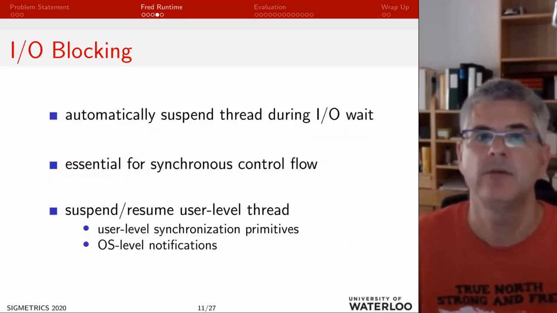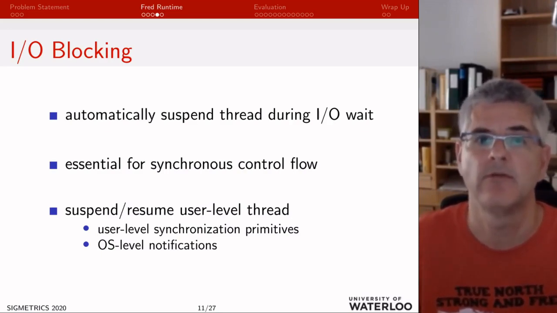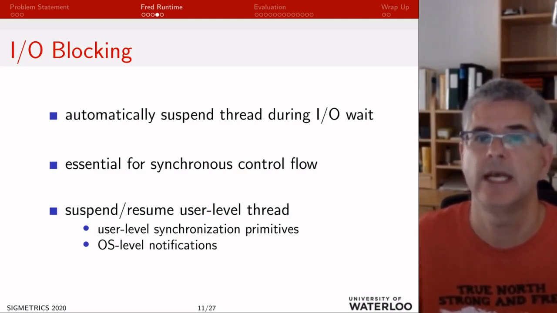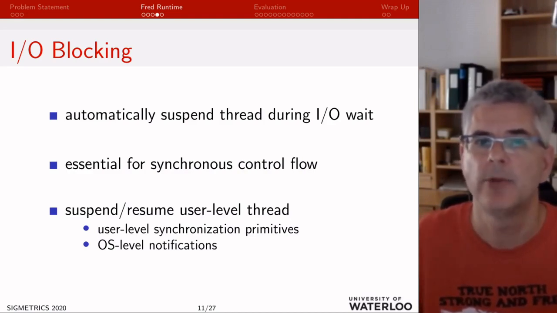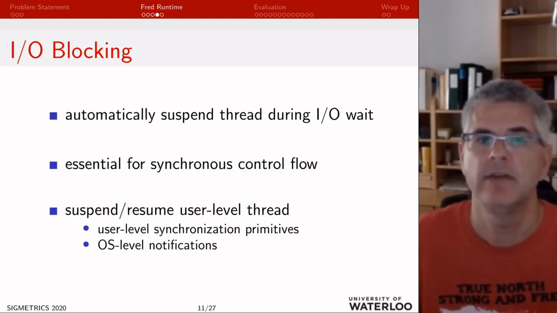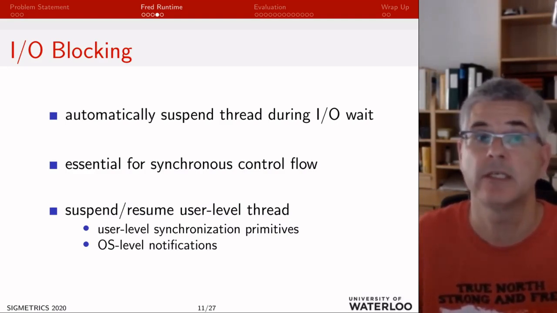The I/O system needs to create a notion of user-level blocking to support synchronous control flow in user-level threads. In other words, when a thread attempts an I/O operation that cannot be completed, it is automatically suspended. Later, when the I/O operation can be completed, the thread is automatically resumed. This requires non-trivial interaction with OS-level notification schemes such as Linux's epoll or BSD's kqueue interface.